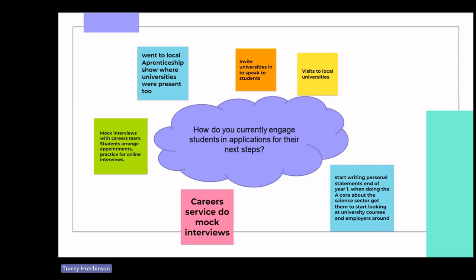Starting writing personal statements in year 1 when doing the core. I think this really helps the students to start thinking now, rather than, oh well, let's start your application in term 2, right? What did you do last year? Which we know they often forget.